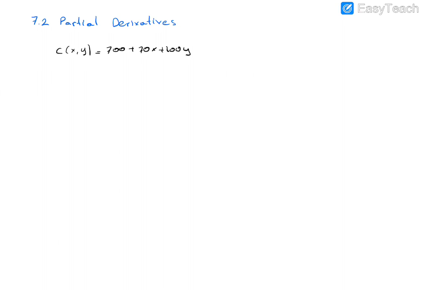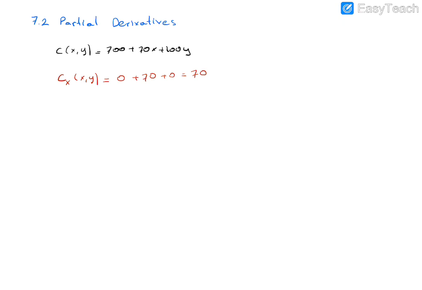Now, suppose that we differentiate with respect to x, holding y fixed, and denote the resulting function by c sub x of x, y. So here we differentiate with respect to x by holding y fixed. 700 is fixed, so the derivative of 700 is 0, and the derivative of 70x is 70. And 100y, y is constant, so we consider y as fixed, so this is also 0. So that is 70.